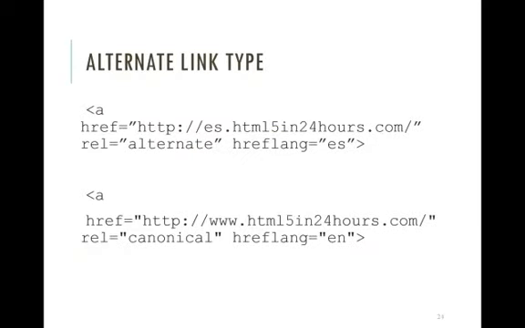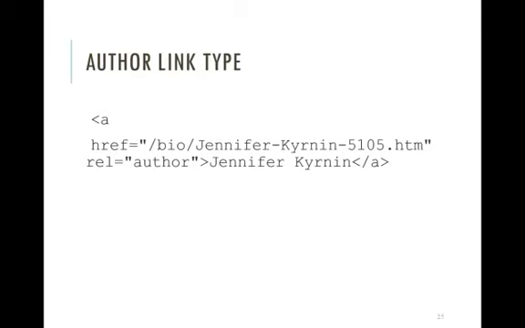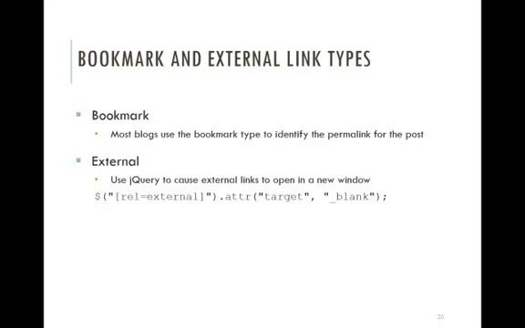Here's an example of the alternate link type. And here's an example of what the author link type looks like. If you want to bookmark or put in an external link, we do that by getting the bookmark type to identify the permalink for the post. Whereas for external link types, we use jQuery to cause an external link to open in a new window.